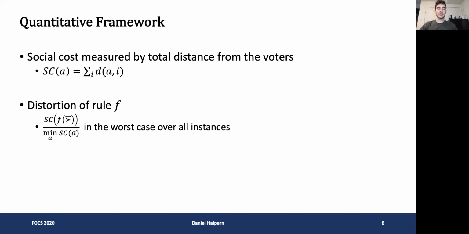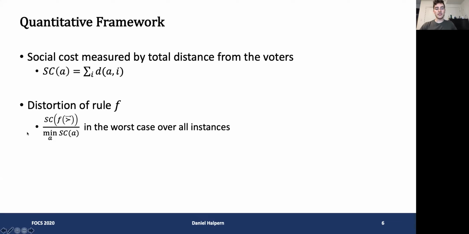Now the metric also gives us a way to talk about the cost of a candidate. So we'll say the social cost of a candidate A is just the sum of the distances from that candidate to all the voters. And now, analyzing rule F, we can look at this worst case approximation ratio. Since F only takes as input the preferences rather than the whole metric, it may not be possible to always choose the best possible candidate. So instead, we look at this ratio.